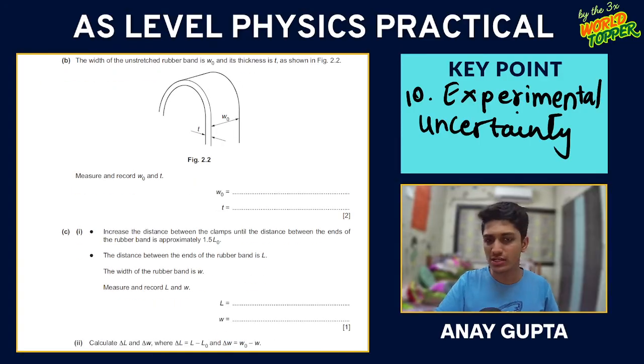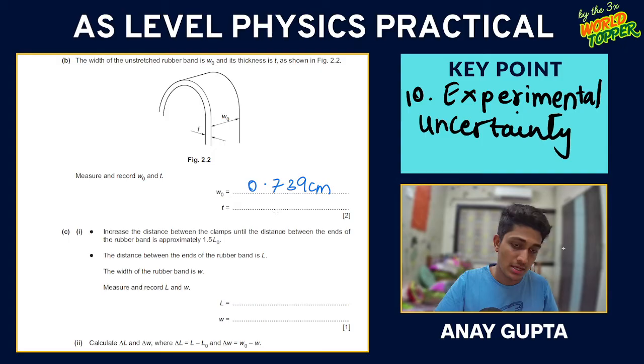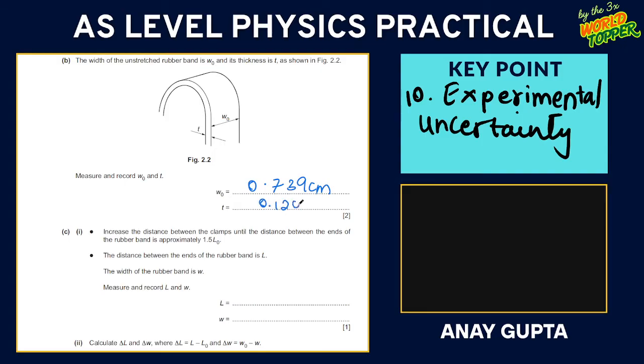So again, we had a micrometer that was provided to us. So all we did was just use the micrometer, find out W0 and find out T. So the readings that I got were 0.739 centimeters for W0, and for T it was 0.120 centimeters. Again, if you notice, we have recorded the values to the least count of the micrometer, which is 3 decimal places, and we have included appropriate units. Okay, here you can also use the average thing that I taught you. If you don't, it is not penalized, but if you do, it obviously impresses the examiner even more.